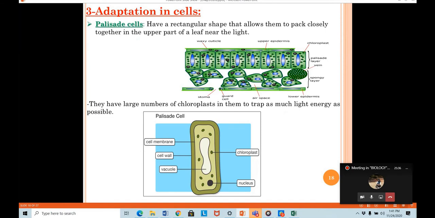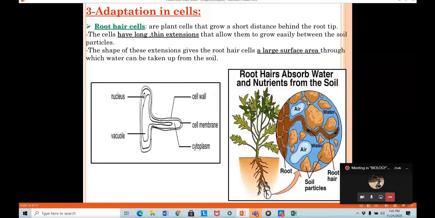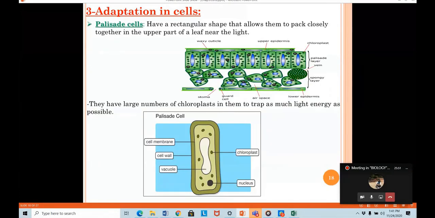Okay, let's move on to the Palisade cell now. The Palisade cell, as you can see, is green in color, so obviously it is present in the leaf. This root hair cell is present in the root, it is brown in color. So why is this Palisade cell green in color?